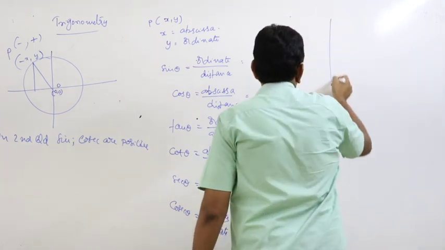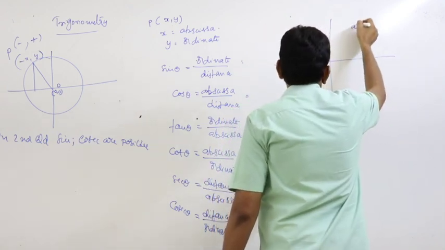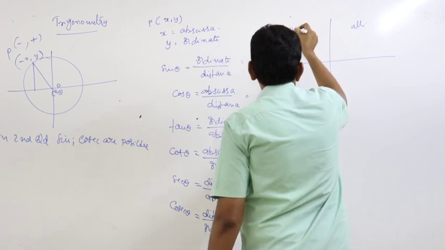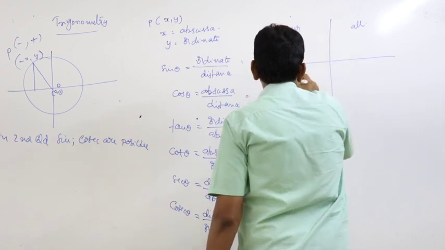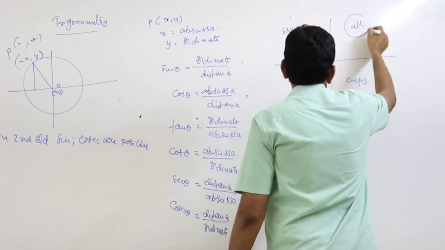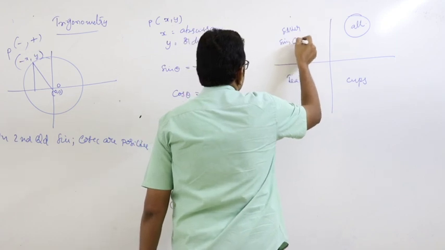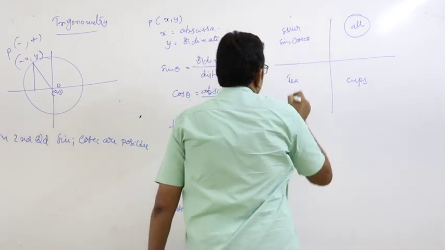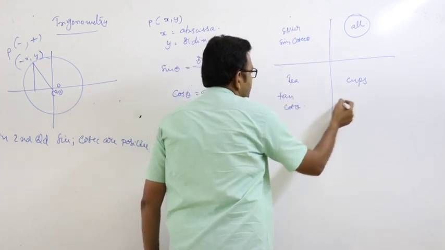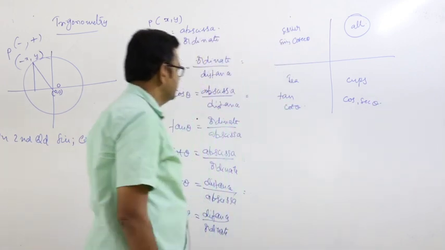So by using this, in trigonometry, all silver teacups. In the first quadrant, all trigonometric ratios are positive. In the second quadrant, only sine and cosecant are positive. Third quadrant, only tan and cot are positive. Fourth quadrant, cos and secant are positive and the remaining are negative.